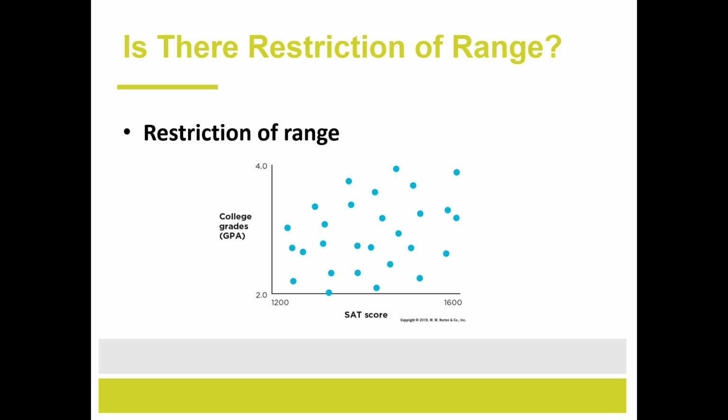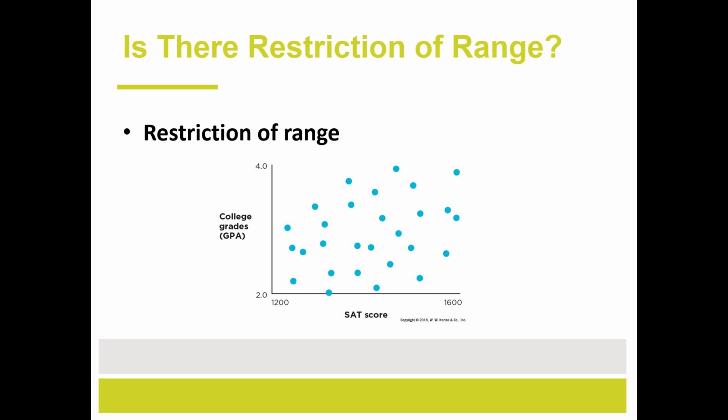We should also question whether there may be a restriction of range in our data. Restriction of range is when there is not a full range of scores on one of the variables in an association. A restriction of range can make the correlation appear smaller than it really is.